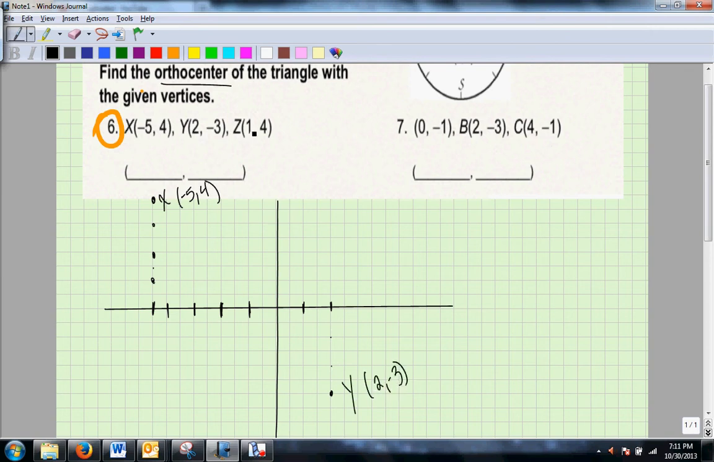And then z is going to be at 1, 4. So over 1, up 4. 1, 2, 3, and 4. So there's z. So our goal is to find the orthocenter here. And all you have to do is use two sides. Any two altitudes is sufficient.